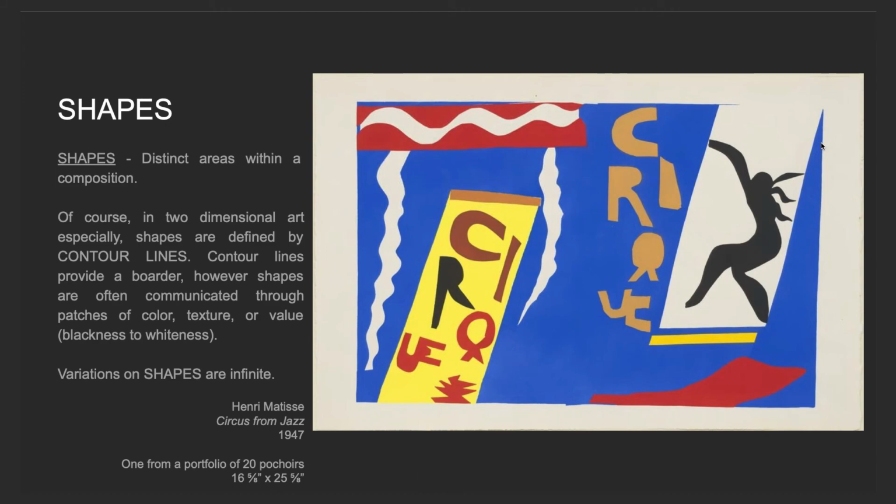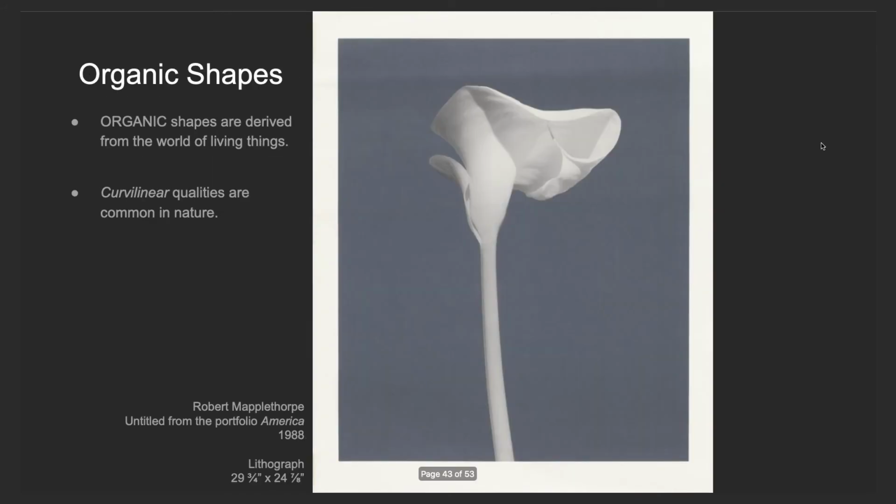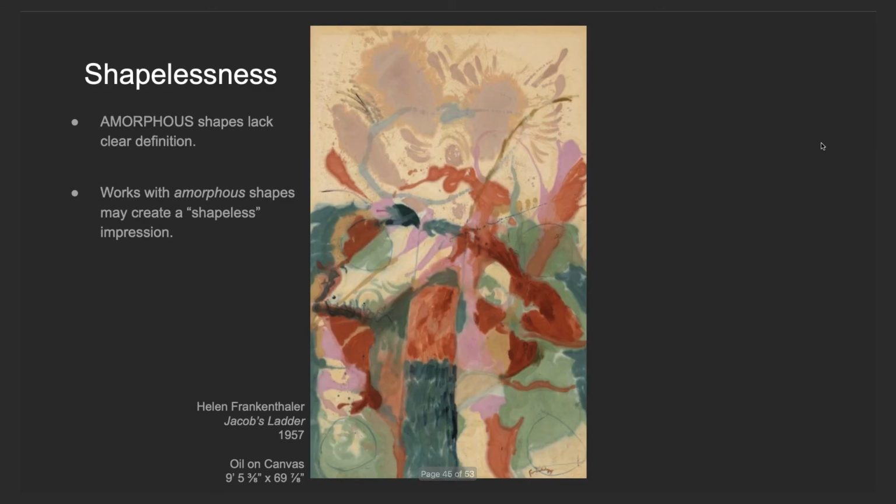So shapes can be described in just about any way as well. Distinct areas within compositions, those are shapes. We've got geometric, rectilinear, curvilinear, organic. And then abstract shapes are shapes connected to the world of visible reality, though that connection may be tenuous. Non-objective shapes make no reference to the visible reality. We've got shapes that are kind of shapeless.